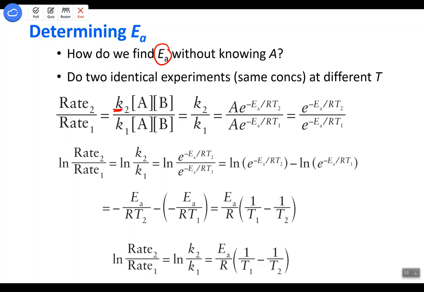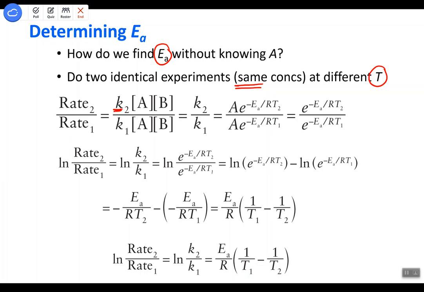Well, if we want to figure out what that activation energy is, especially if we don't know what this probability factor A is, we can do 2 experiments and compare their rate. But this time, rather than changing the concentration, like we did when we wanted to figure out the order of the reaction, we keep the concentrations the same. We keep the reactants the same, the products the same, everything the same, except for changing the temperature.